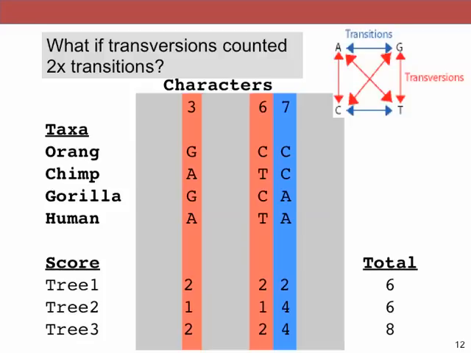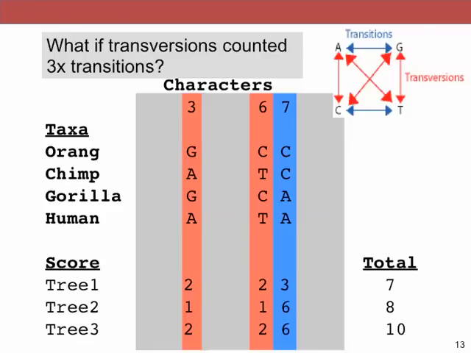Instead of the difference between tree 1 and tree 2 being 1 point, the difference is now 2 points. And that means now that tree 1 is tied with tree 2. So by penalizing transversions, we have changed which tree is the winning tree. Now we have a tie instead of tree number 2 being the winning tree.